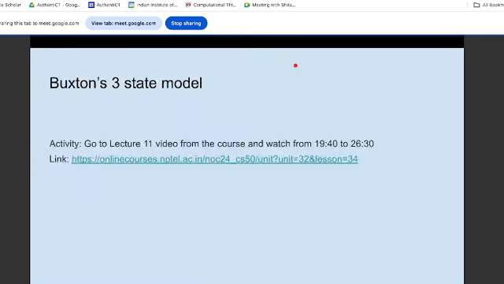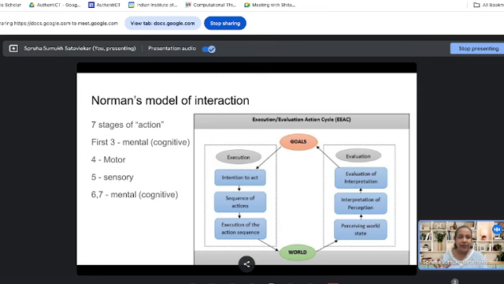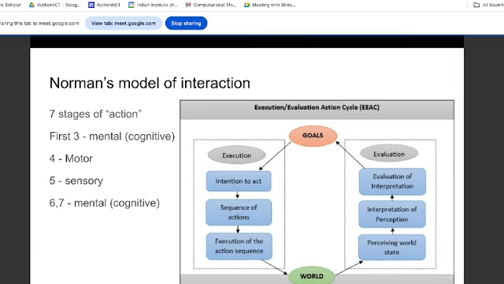So I think this is kind of a segue into our gulf of execution and evaluation. So it is known by different names. Sometimes it's known as gulf of execution evaluation. This is execution evaluation action cycles, or this is also known as 7 stages of action, or Norman's model of interaction. So there are different names to this same model.